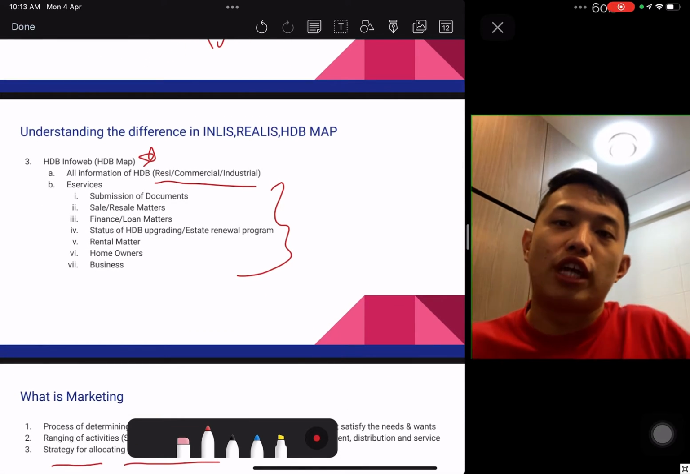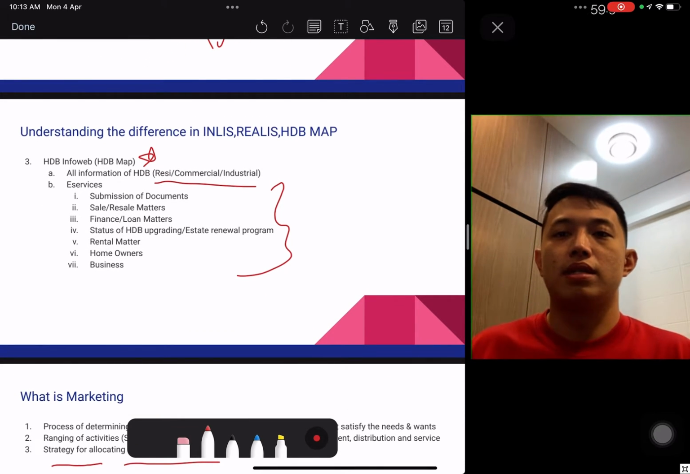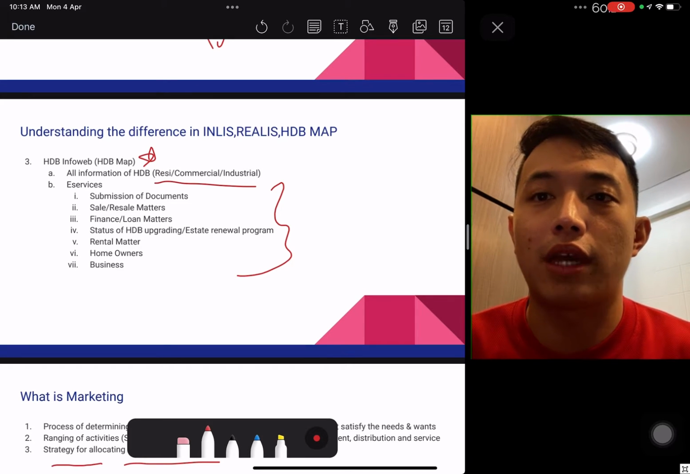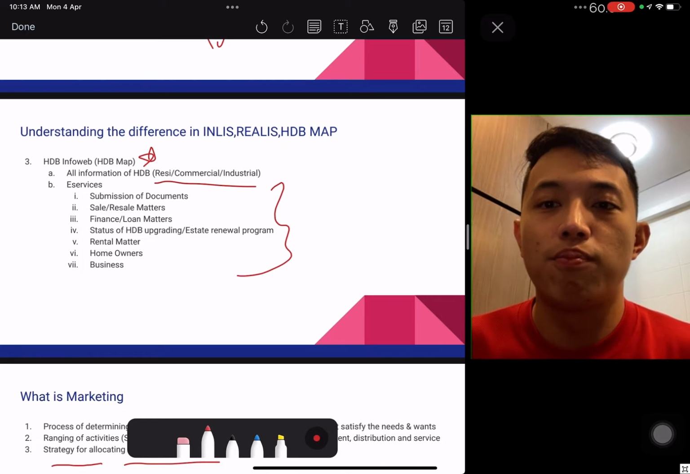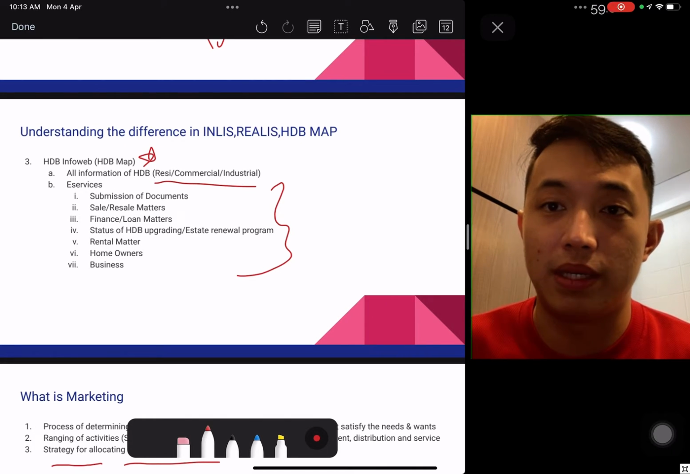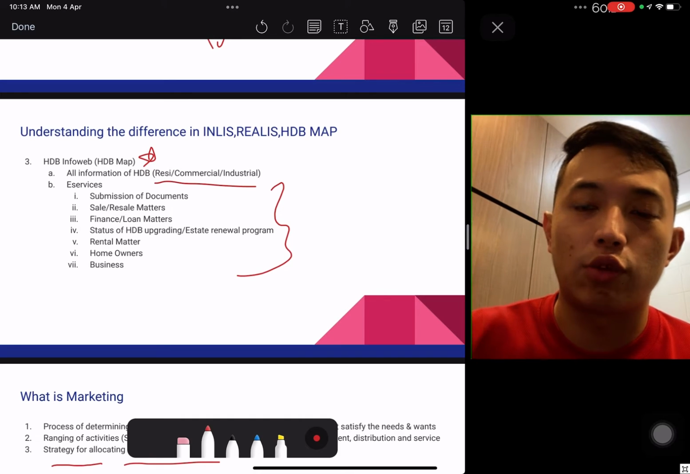Okay, the last one is the HDB website, HDB Map. On the info web, you are able to get everything related to HDB, residential, commercial, industrial. However, you have more information, such as all related to HDB. So do take note of the three differences.